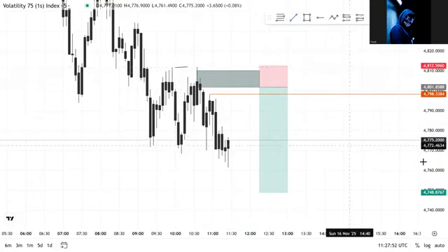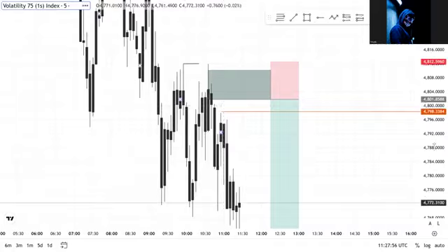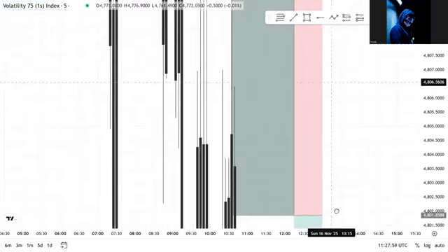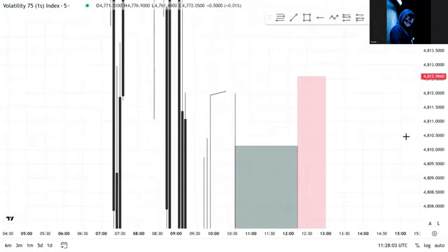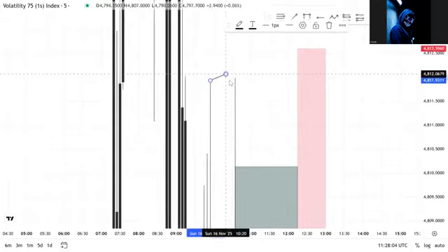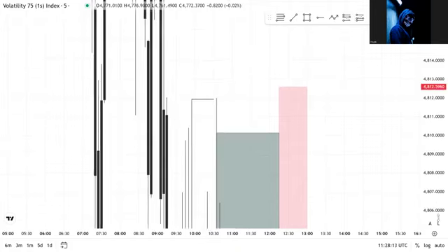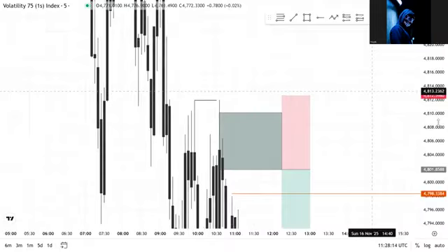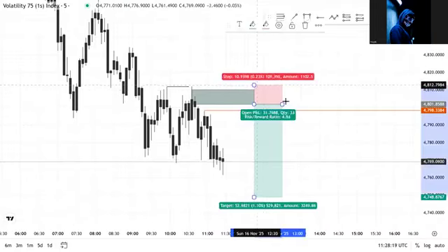Has this high been swept? Let's validate this. I don't think this is valid. Has this high been swept? Okay, I think it has been. Okay, this is valid. Alright, this is a valid sweep here. You see, it's a valid sweep here. So this is also a possible setup, again with confirmation.